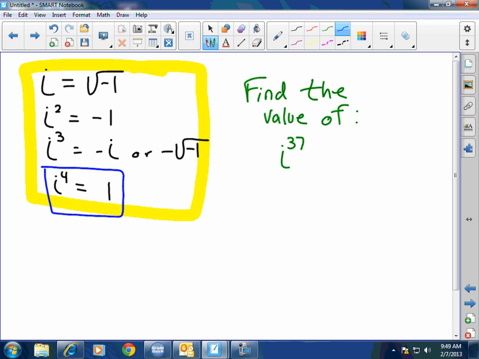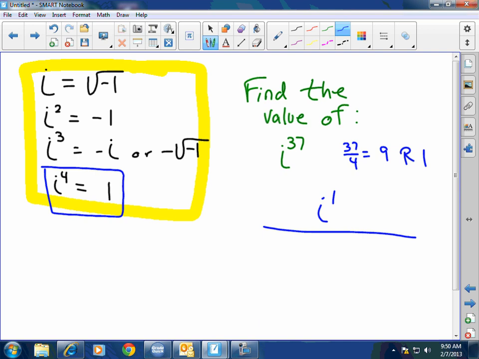So check it out, guys. What's 37 divided by 4? 9. It goes in 9 even times, right? So that means there were nine sets of 4 i's, so that's 1 to the ninth power. You guys with me? What's left over? Remainder 1. So that is my exponent. So I have i to the first.